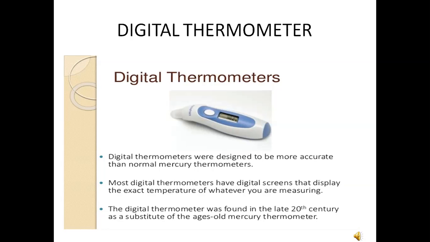Most digital thermometers have digital screens that display the exact temperature of whatever you are measuring. The digital thermometer was invented in the late 20th century as a substitute for the age-old mercury thermometer. So, digital thermometers are an easy method to take temperature measurements, mercury is very harmful, and with a digital thermometer we can take accurate measurements.